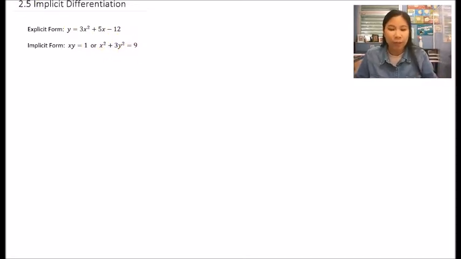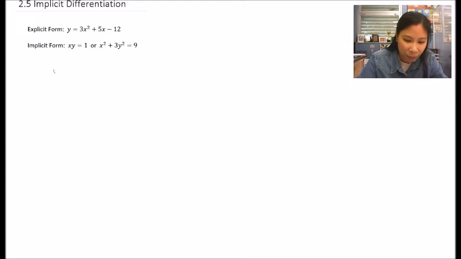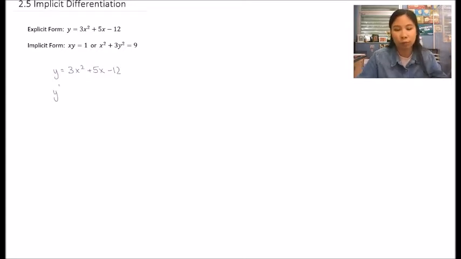Okay. So first, let me give you an example of explicit form again. Just a quick reminder, when we did explicit form, let's say we were using the equation y equals 3x squared plus 5x minus 12. Remember, another way to write the derivative of y is just y prime. So we would end up with this using the power rule. The exponent of 2 would multiply to the front to get 6x to the first power, plus 5. The minus 12 is a constant, so the derivative is 0 for that. And this would be it for explicit form.